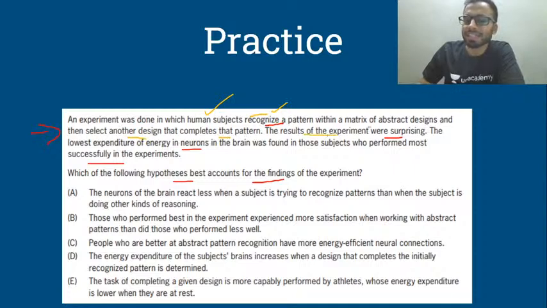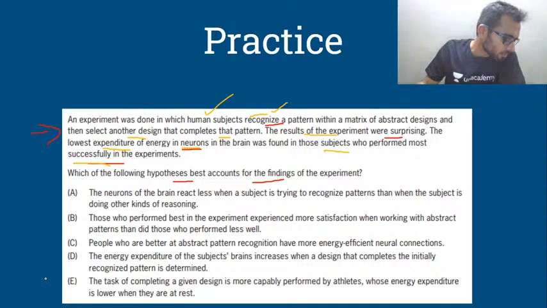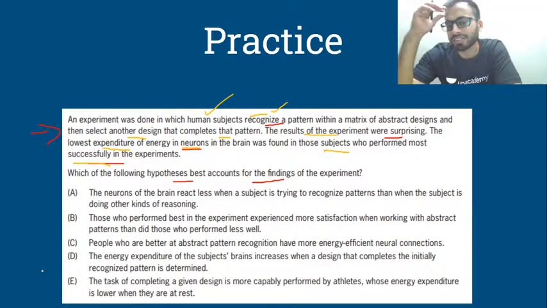The result is the lowest expenditure of energy in neurons. So lowest expenditure of energy in neurons means the lowest amount of energy expended by an individual was found in people who were successful, in the sense who got the answer right. So they were expending the least amount of energy, which is surprising, right? Now you have to explain that from one of these options. Very simple situation. This is not a tough critical reasoning question at all.